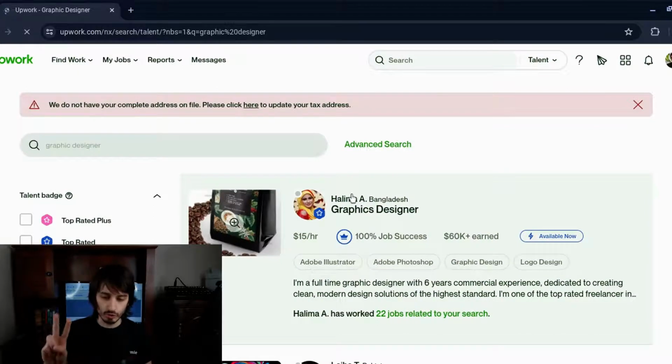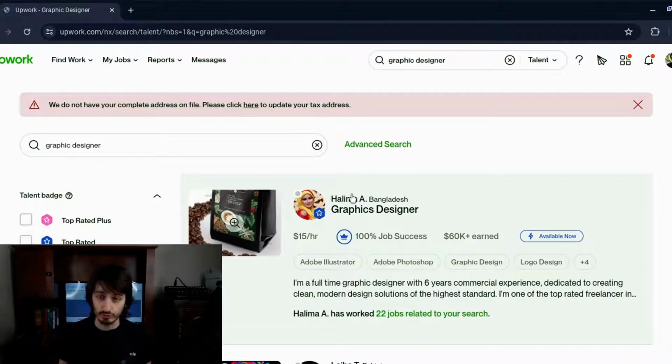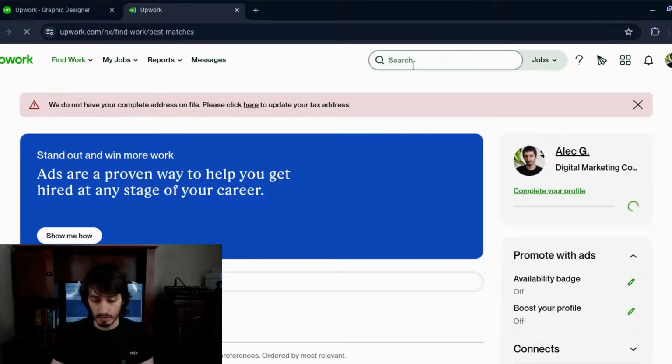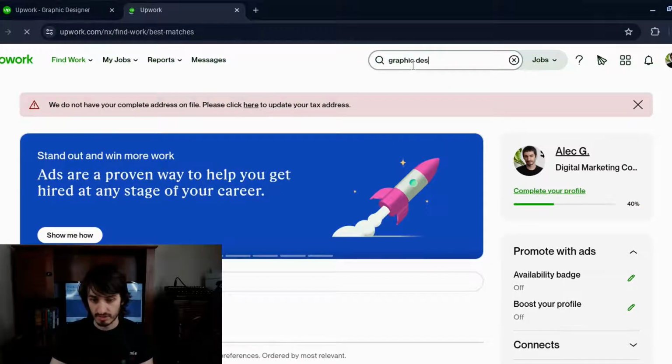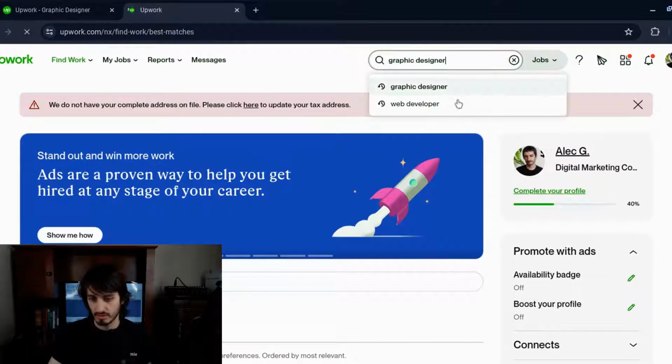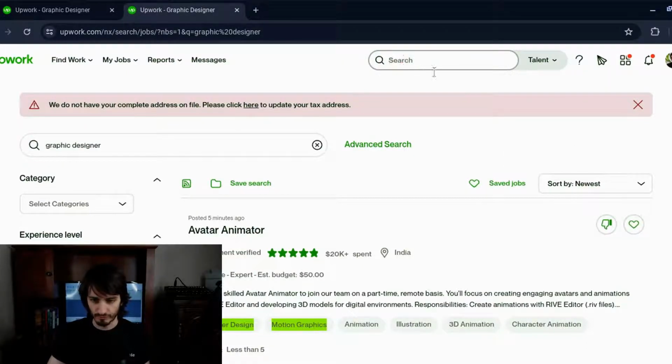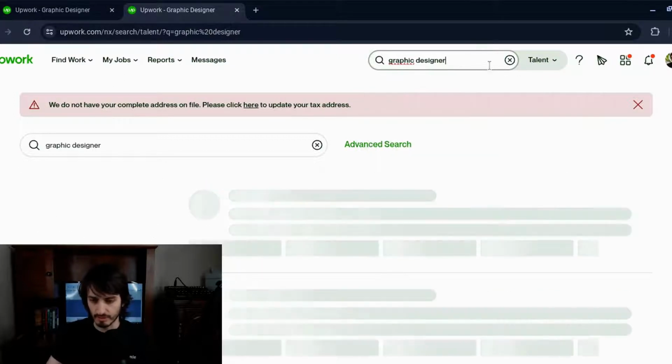So there's two searches, two different things that I'm going to search for. We're going to look at new freelancers' profiles, and we're also going to look at the profiles of freelancers who are very successful on the platform. So what I'm going to do is open another tab and also search for graphic designer here. There we go. Oh, I made the mistake. Searched for jobs. Let's rectify that and search for freelancers, graphic designer. There we go.